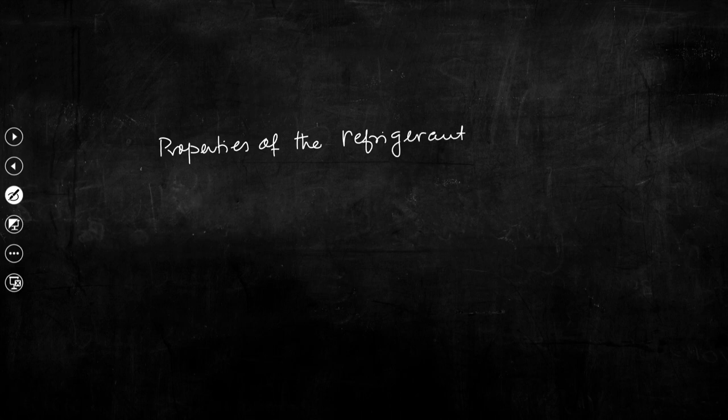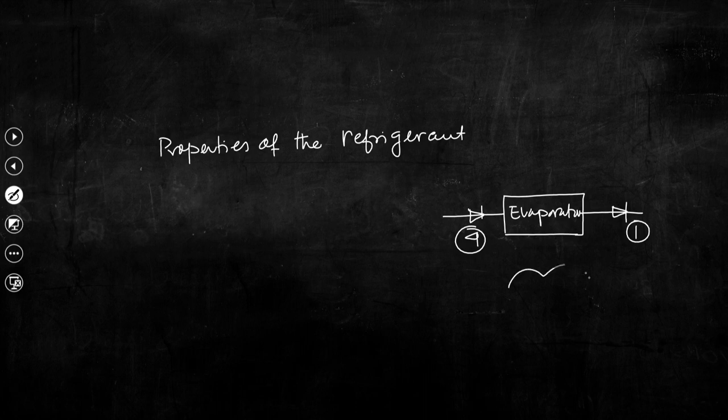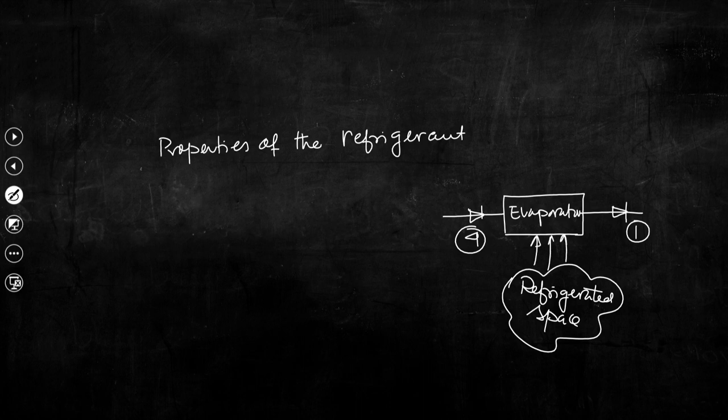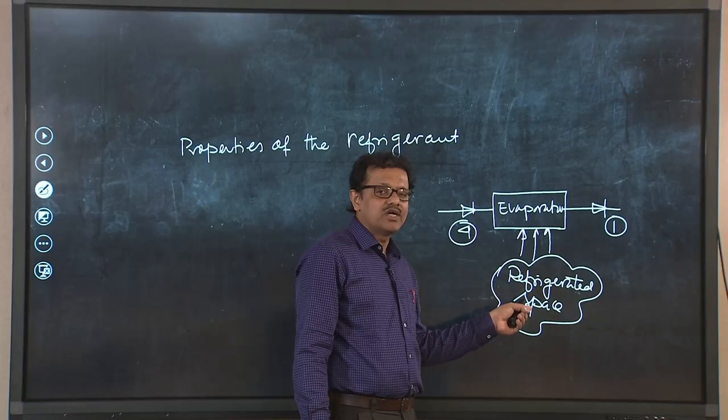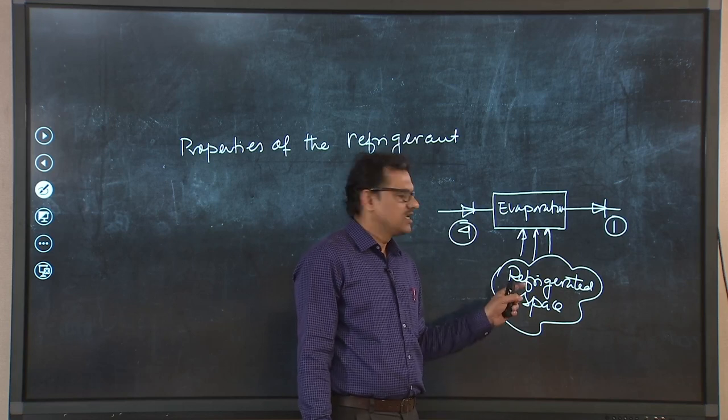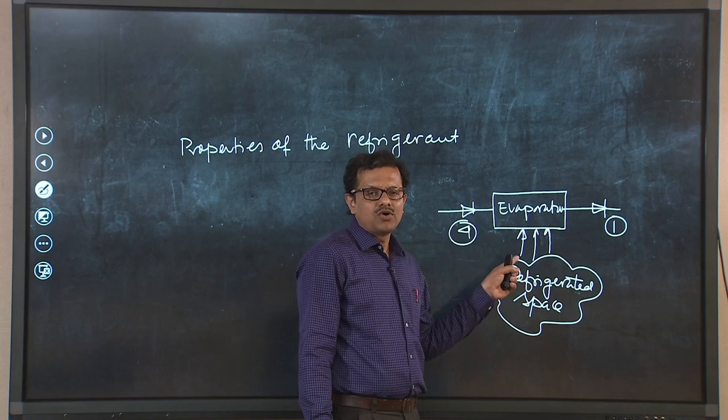If we recall the schematic depiction, this is basically evaporator and this is basically refrigerated space. The temperature of that particular space is always maintained at a very low limit, that is up to the designer. If you need to maintain the temperature of this particular space at -10°C, so this is basically cold space. Temperature will remain always -10°C.